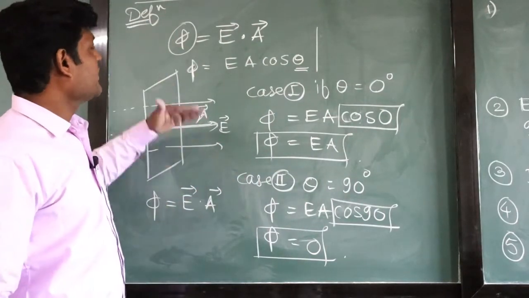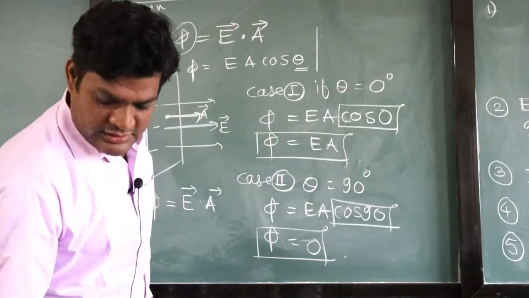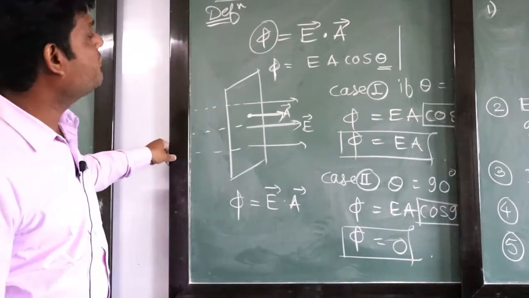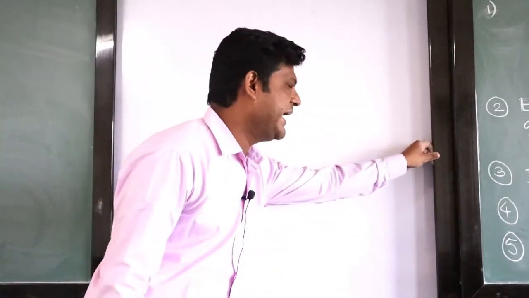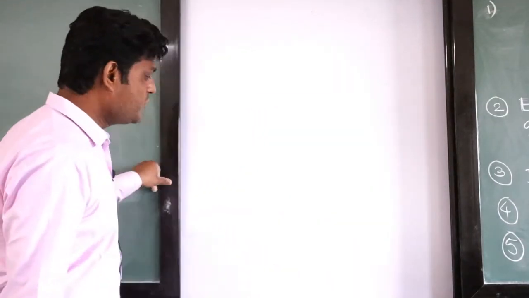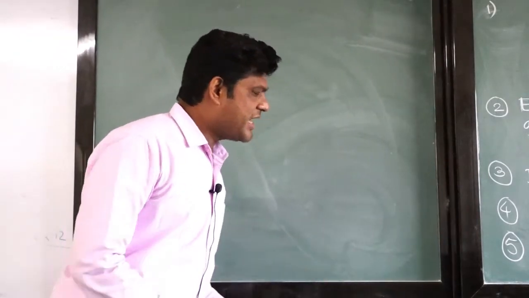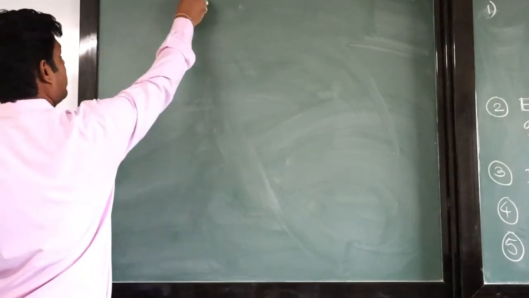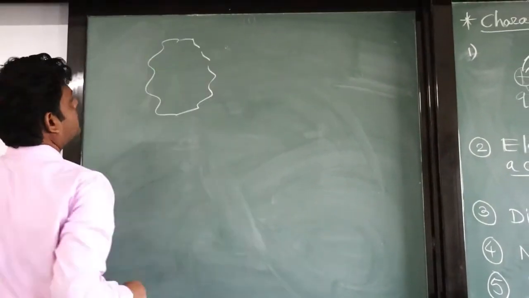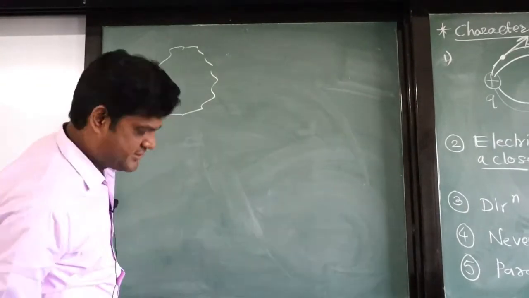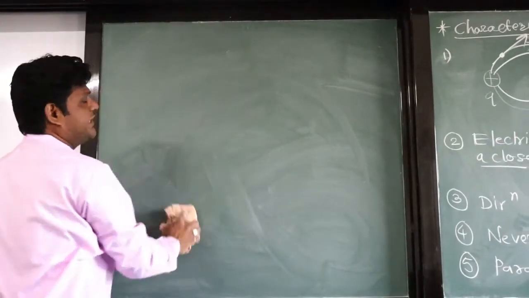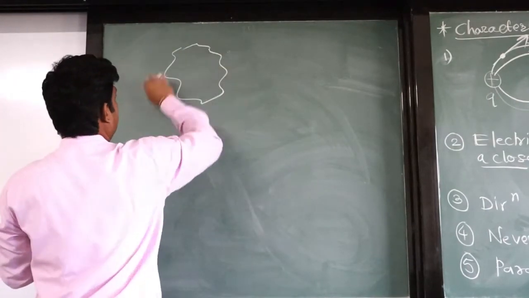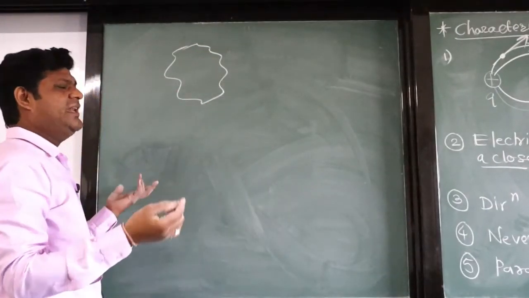So this is the question: write a short note on electric flux. See, the next thing we are going to discuss for electric flux: suppose we have a closed surface of any shape. You may consider it as a cube or a balloon like this, of any shape.